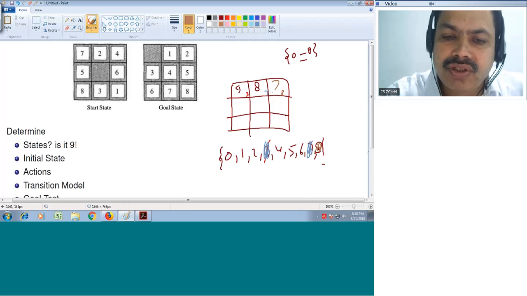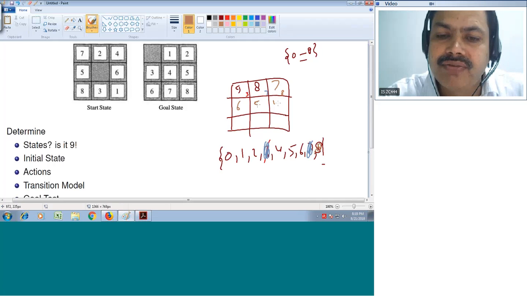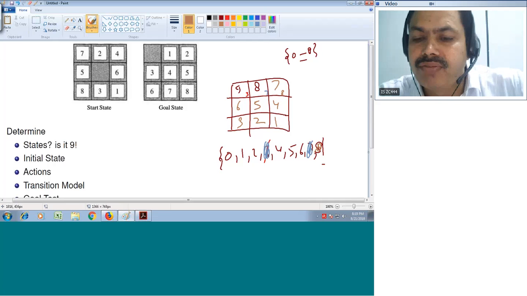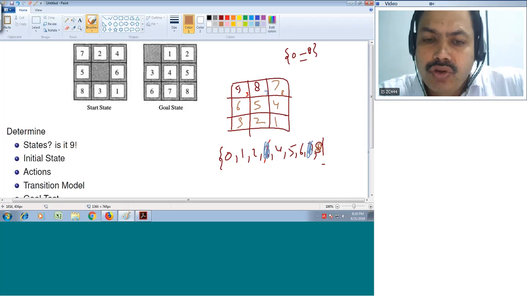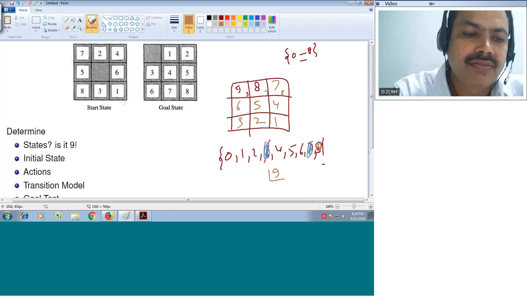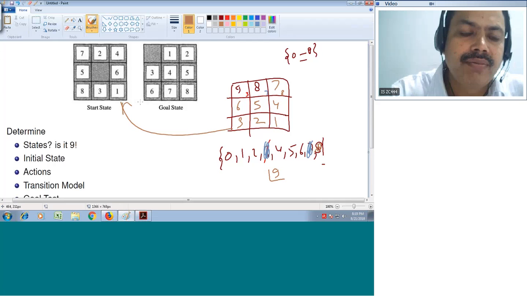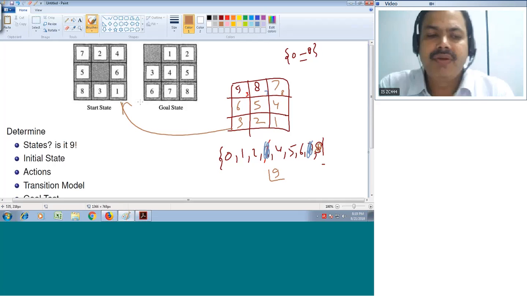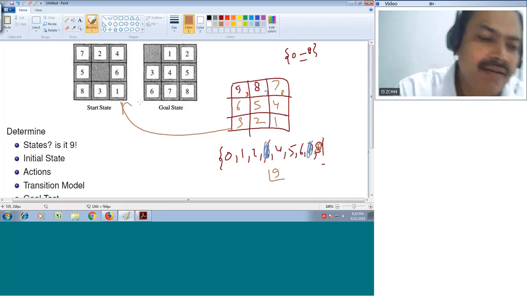Similarly, you can see that at this place there are 6 choices, here 5 choices, 4 choices, 3 choices, 2 choices, and whatever is left I have to put over here. So there are factorial 9 ways I can build this thing. So how many states do I have?